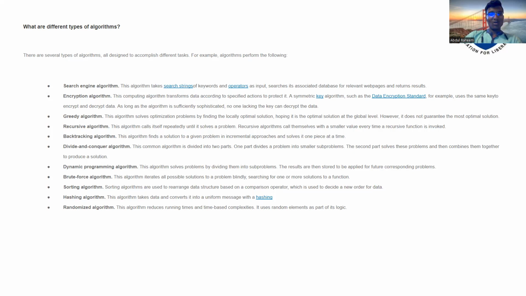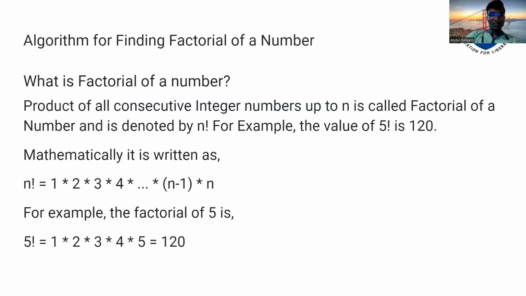Hashing algorithm. This algorithm takes data and converts it into a uniform message with a hashing. Randomized algorithm. This algorithm reduces running time and time-based complexities. It uses random elements as part of its logic.